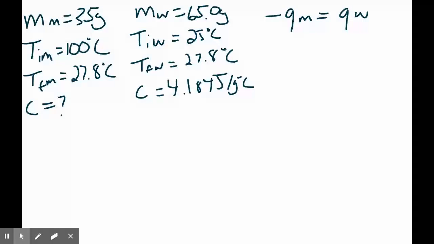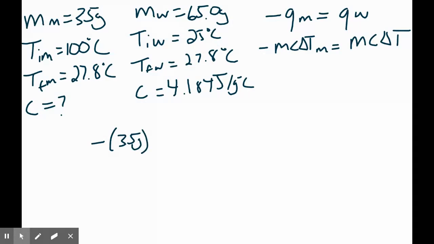So for Q, we're going to substitute in mc delta T of the metal, and for the Q of the water, we're going to substitute in mc delta T for the water. So the left side of the equation will be negative 35 grams times C, which is what we're solving for, times the change in temperature, which is 27.8 minus 100.